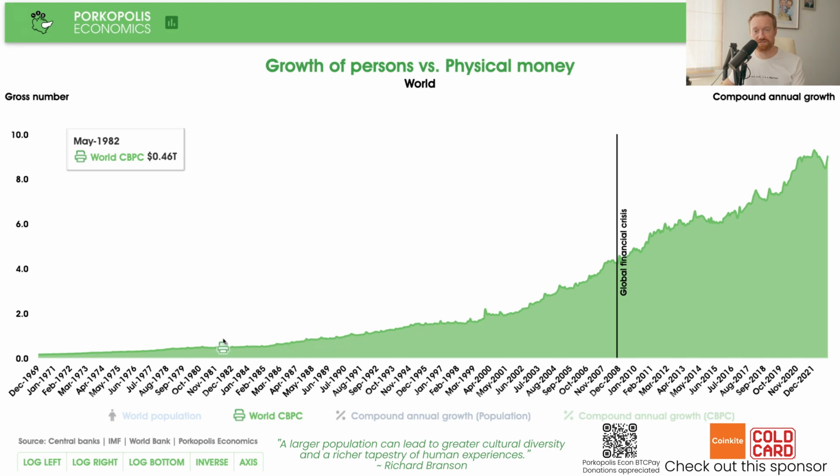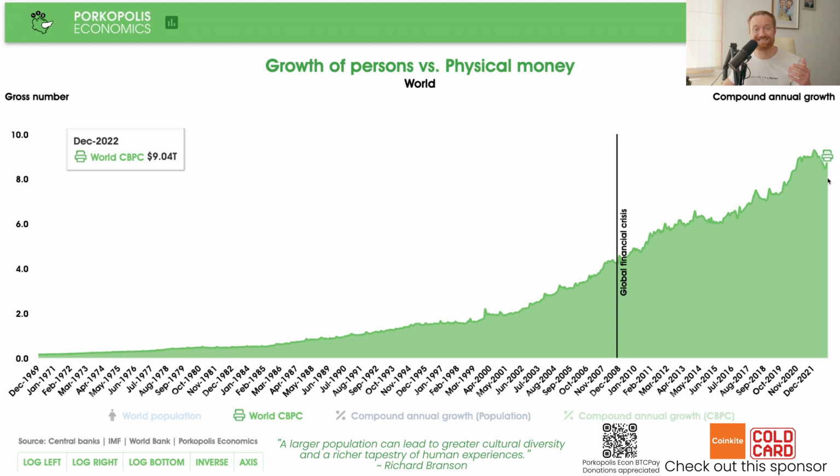What can we say about physical cash in the world? It is growing as well. Clearly, we can use our eyes. We can see that it's growing. So where we were, 200 billion or so, US dollar equivalent in the 70s, now $9 trillion worth of cash.